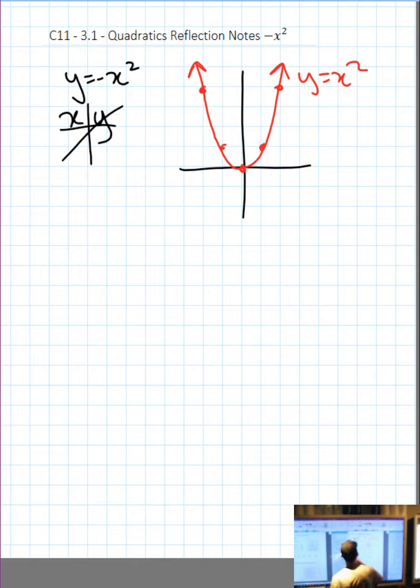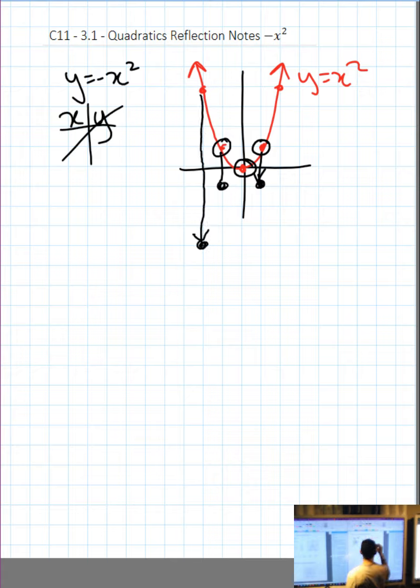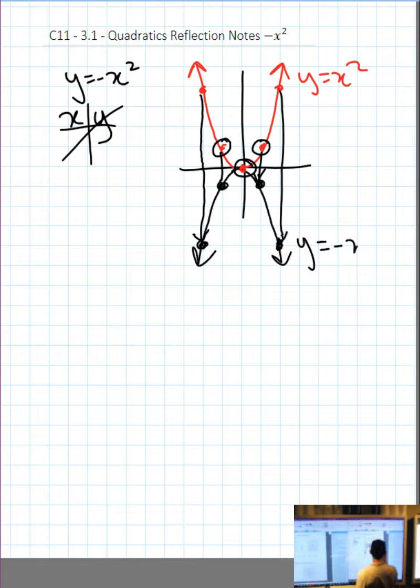Then what happens if it's negative? Well, all these points flip over. The bottom, what we call the vertex, flips over, but nothing happens. This one flips over and comes down here an equal distance away from the x-axis as it was. This one comes here, symmetrical to the other one. This one is a distance of 4, so it's got to be a distance of 4. It comes down here. And this one also comes down here. We can draw the parabola opening downwards, writing y equals negative x squared.